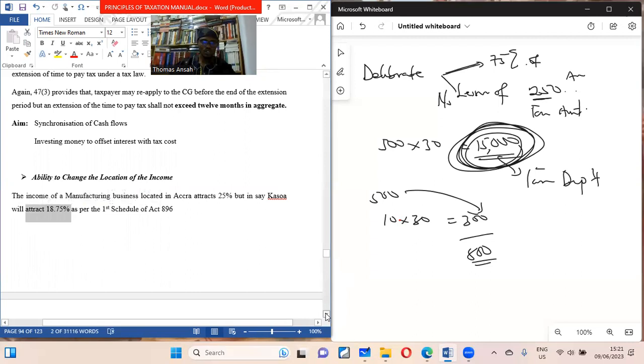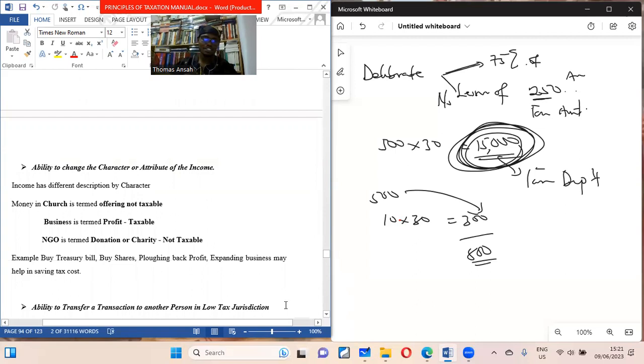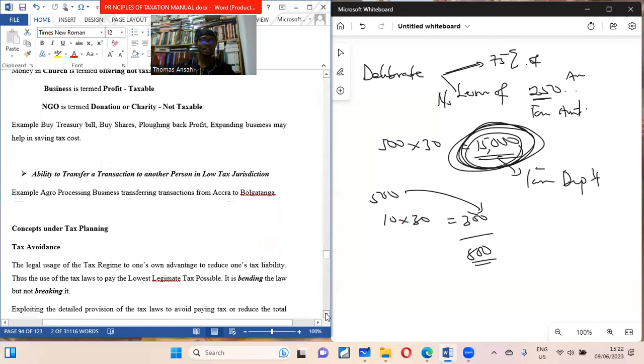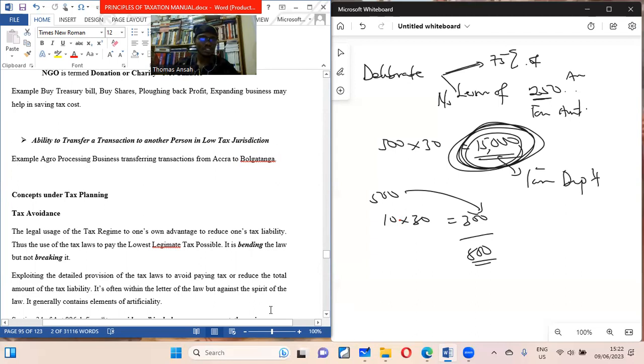The ability to change the character of an income. Money in the hands of the church is called offering. It is not taxable. Money in the hands of a businessman is called profit. It is taxable. In the hands of an NGO, we call it a charity or a donation. It's also not taxable. So you can change the character of the income, or transfer from a higher tax jurisdiction to a lower tax jurisdiction, finding a way to reduce your tax liability, which we also call tax planning.